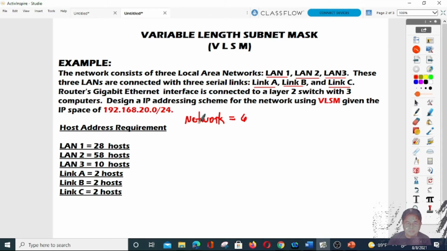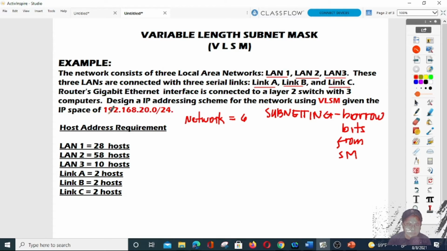Now, to apply subnetting, in subnetting, out of one network ID, we need to subnet in order to divide this one network into several subnets. That is subnetting. Now, in subnetting, we borrow bits from the original subnet mask.